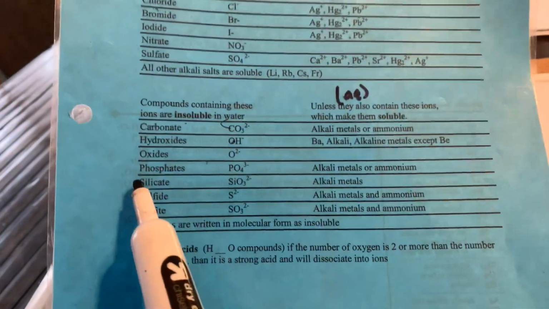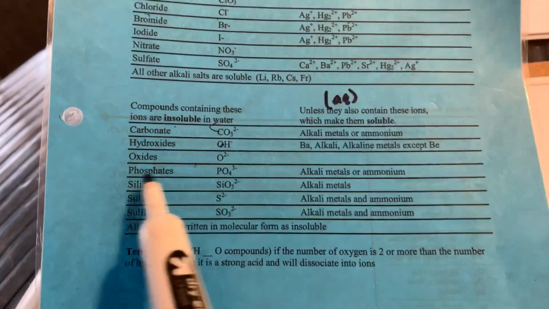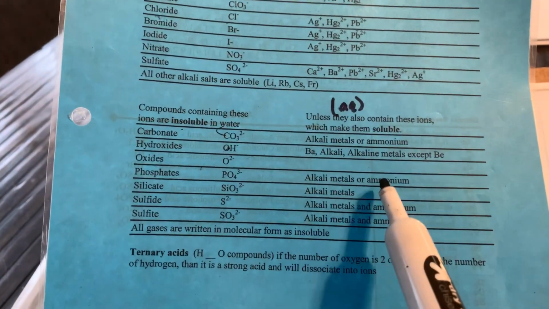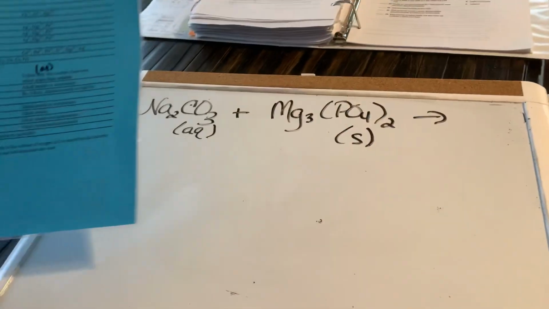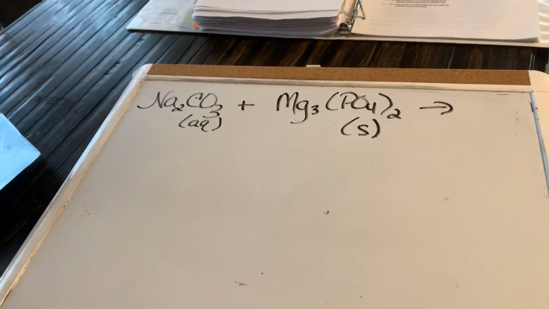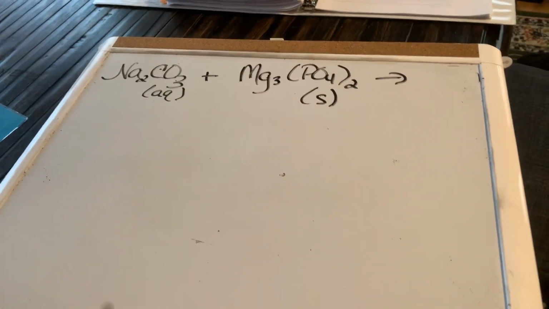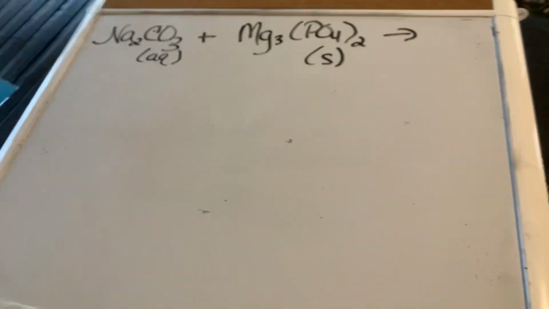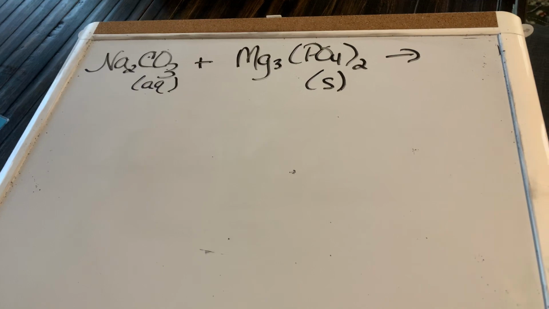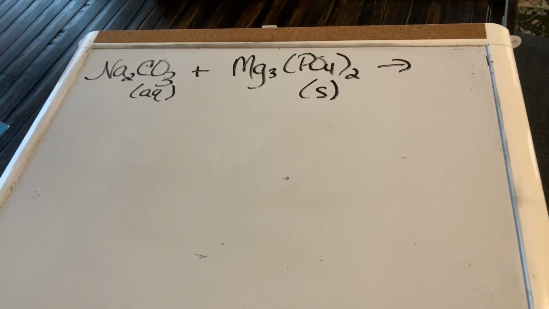Mg3PO4, we're going to have to look at PO4. We're going to have to look at phosphate because there's no Mg up here. So phosphates are insoluble unless they're with alkali metals or ammonium. That means this is a solid, okay? So generally you have two things together that are going to be aqueous and aqueous, and then you're going to see if you get a solid in the product, but it doesn't always have to happen that way, okay?